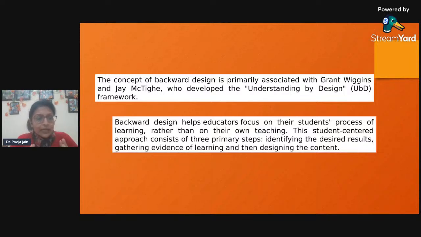So backward design helps us as educators focus on the student's process of learning rather than our own teaching. It's more student centered because we are keeping every child in mind. We are talking about identifying the desired results, preparing the learning objectives and goals, then talking about assessments, and then preparing our resources, our lectures, our material, our content, and everything else.